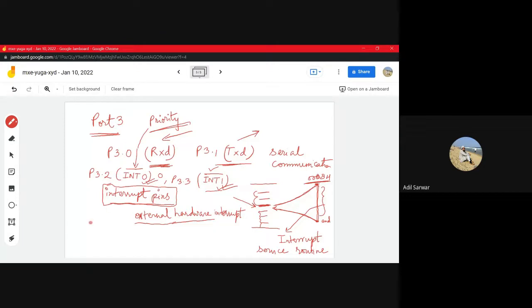Now let us take P3.4, where it is written T0, and P3.5, where it is written T1. These two are timer pins. There are two timers, T0 and T1. Again, these are external hardware timers. I told you that timers are used for delays. There could be a software delay or there could be a hardware delay. Hardware delay is produced by these T0 and T1.